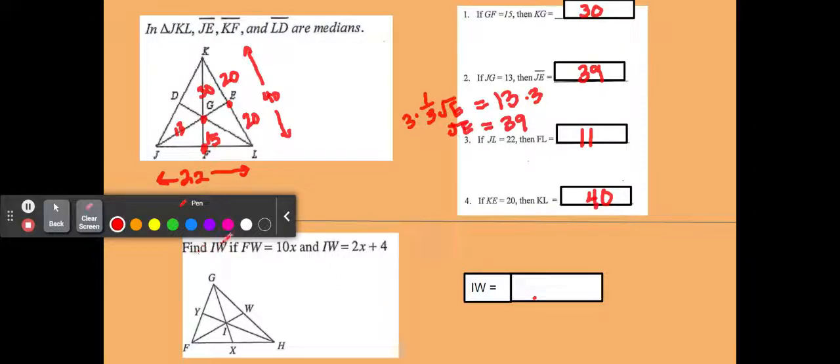All right. Find IW if FW is 10x. So FW is 10x, and IW is 2x plus 4. Well, remember you can solve this one of two ways. FW here is 10x. Remember that IW is 1/3 of it, so you could say this would be 3 times 2x plus 4.